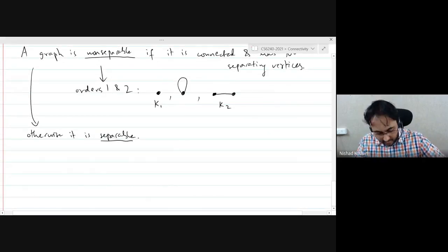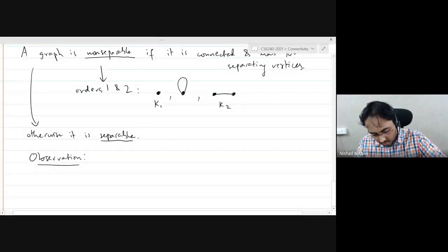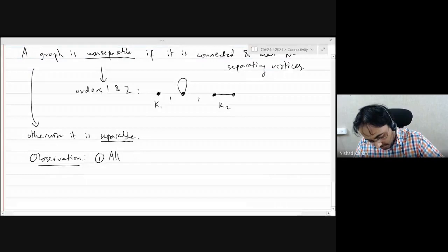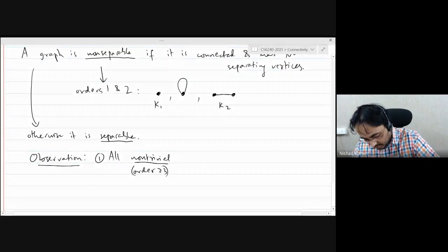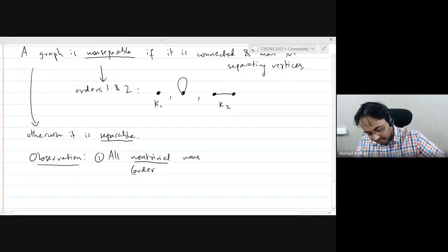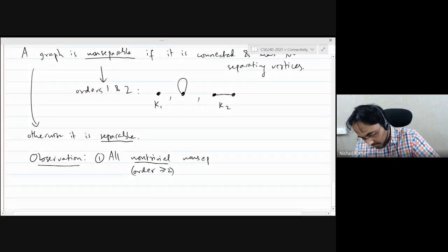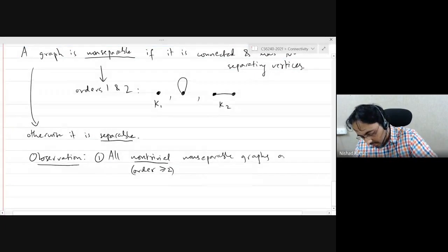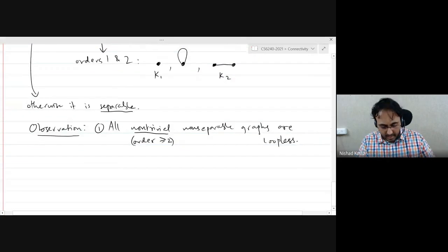And an observation that follows immediately is that all non-trivial non-separable graphs are loopless. By non-trivial, I want to remind you, I mean order at least 3. Actually, sorry. Non-trivial means order at least 2. Let me stick to Bondy and Murty. All non-trivial non-separable graphs are loopless. And I want to put in one more observation.